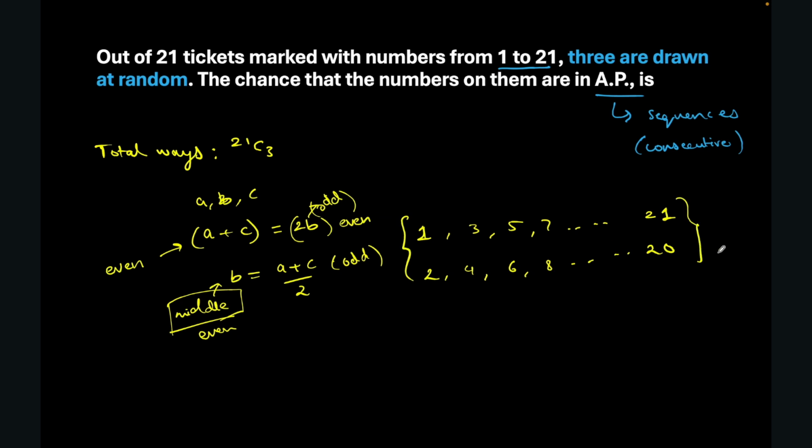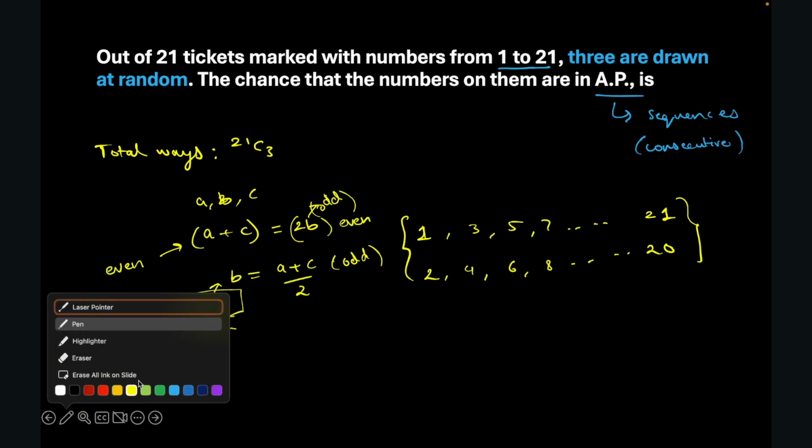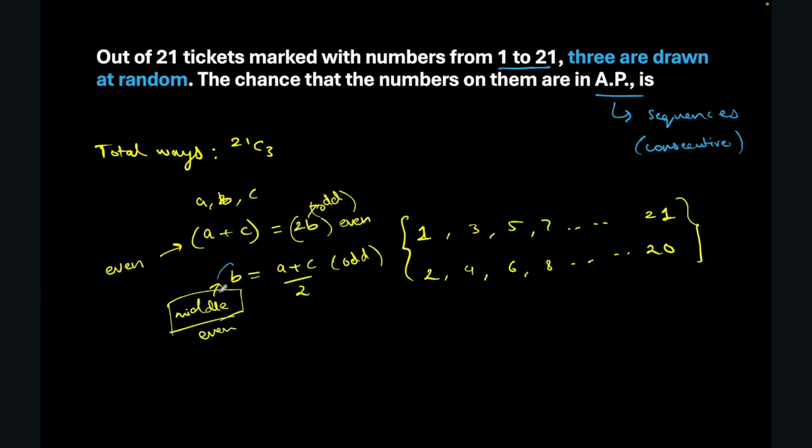Right? That's how it is. That's what is going to happen. Right? So now you have to understand another point: the middle number in this question, the B.